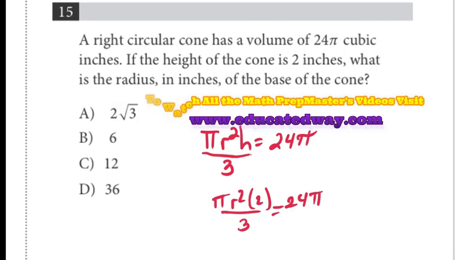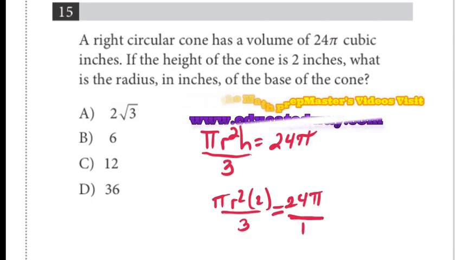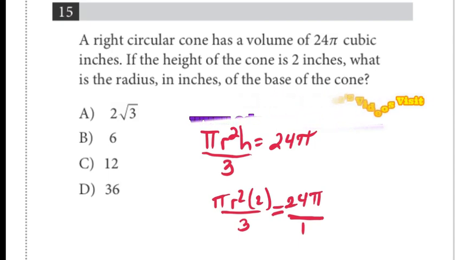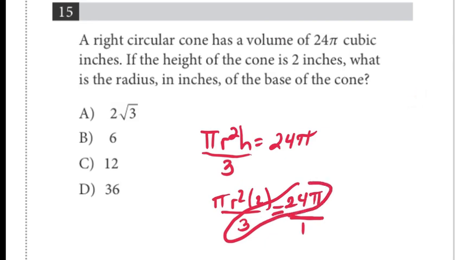Let's cross multiply. Anytime there's an equal sign between 2 fractions, well, let's make that a fraction by putting it over 1. Anytime we cross multiply, if we have an equal sign between 2 fractions, we cross multiply. So we have 3 times 24 pi, which is 72 pi. That equals 2 pi r squared.